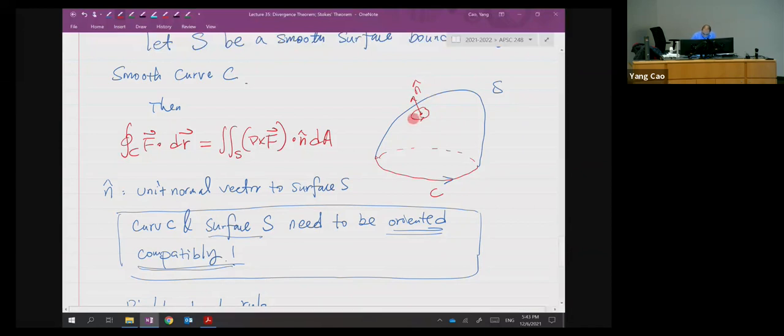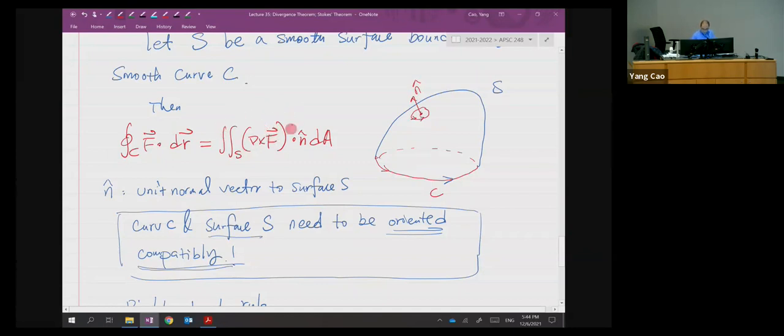And if you look at the bottom, looking down at the little curve, that should be the same flow direction as the C. And this n hat, which is the thumb direction, is the right direction. It's called oriented compatibility. So that's another way to illustrate this. And as a matter of fact, this leads to the interpretation of the Stokes theorem.